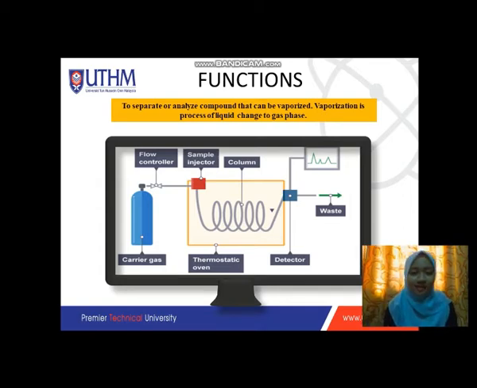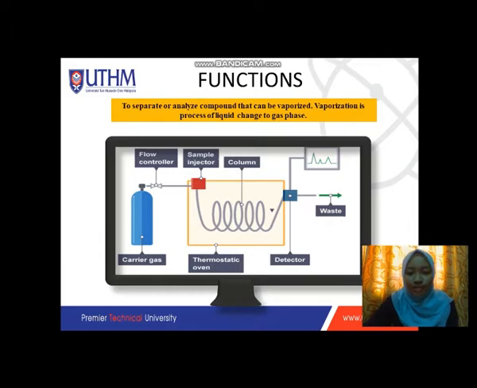The detector is the device located at the end of the column which provides a quantitative measurement of components of the mixture as they elute in combination with the carrier gas. Common types of detectors are mass spectrometer, flame ionization detector (FID), thermal conductivity detector (TCD), electron capture detector (ECD), and atomic emission detector (AED).